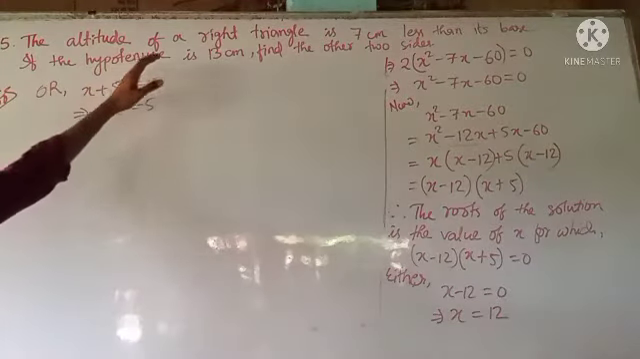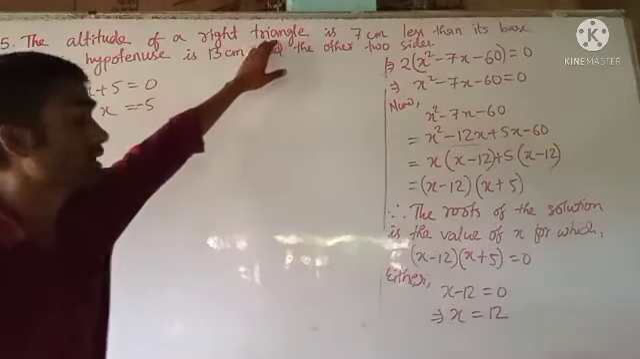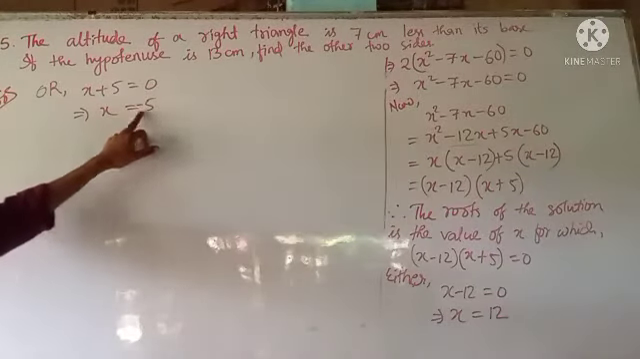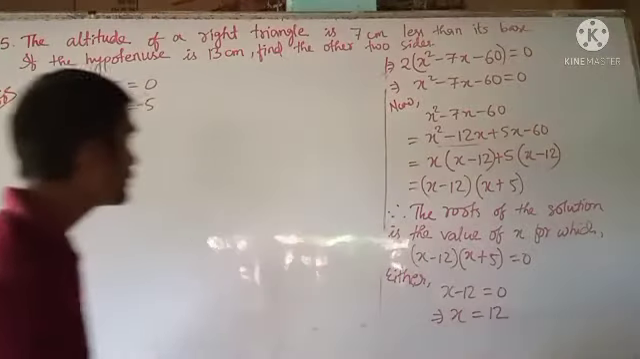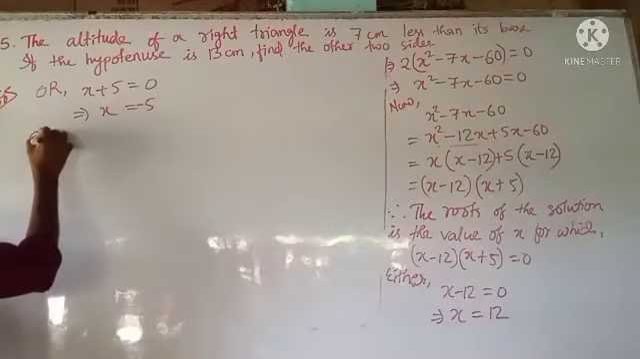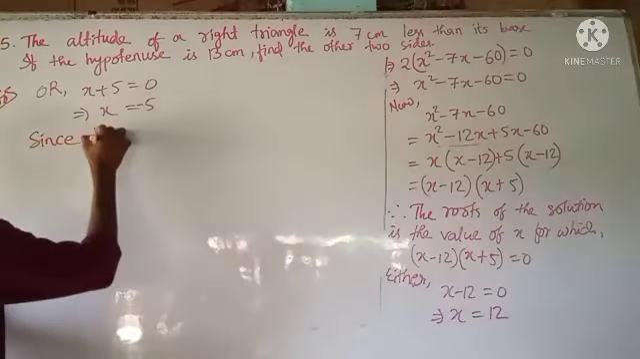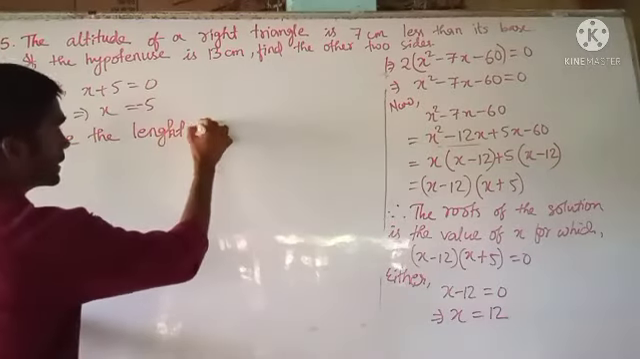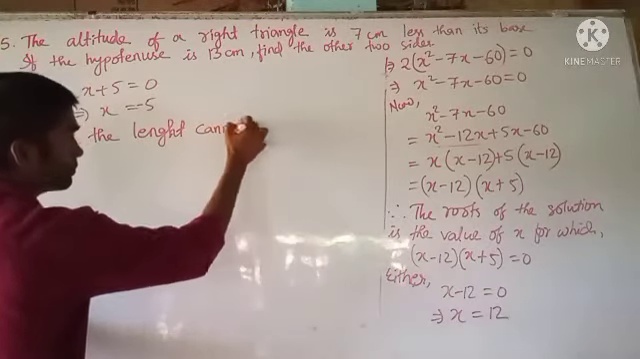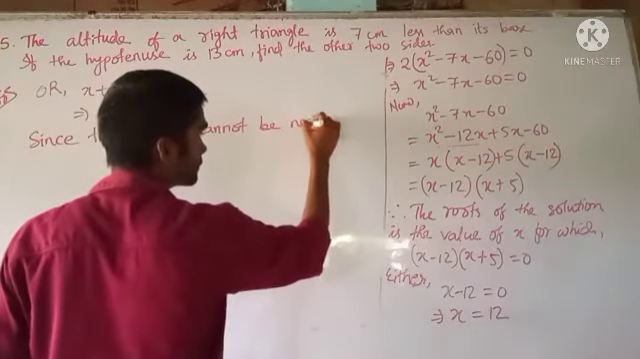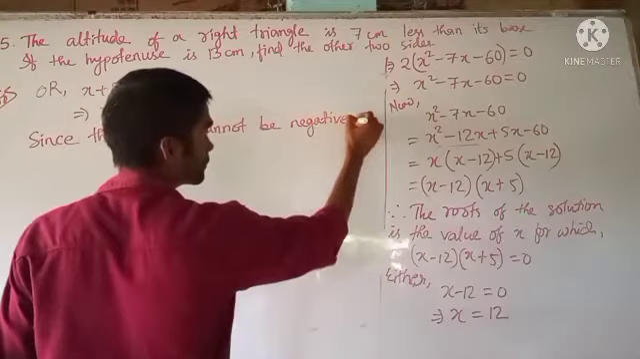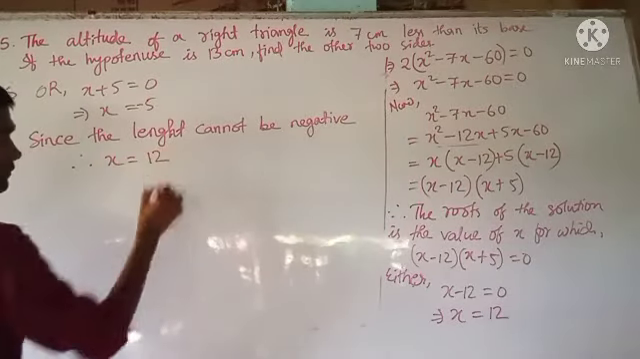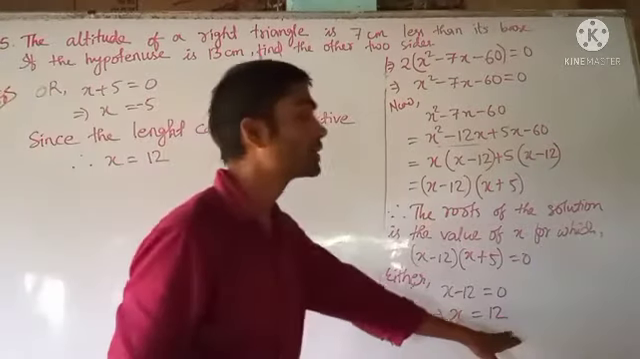Now here, since it is about the length of the right angle triangle, the value of x cannot be negative. So we'll take the positive value only. So we'll write here, since the length cannot be negative, therefore x is equal to 12. That is the positive value we are taking.